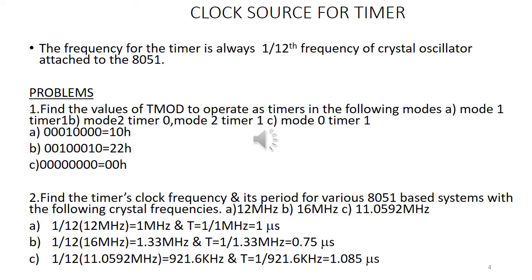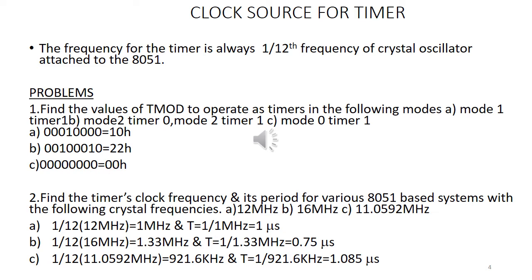Second one is mode 2 timer 0, mode 2 timer 1. Timer 0 means the lower 4 bits. Mode 2 means the D1 bit should be equal to 1. Mode 2 timer 1 means upper 4 bits. Mode 2 means the D5 bit should be equal to 1. The equivalent of this is 22H.